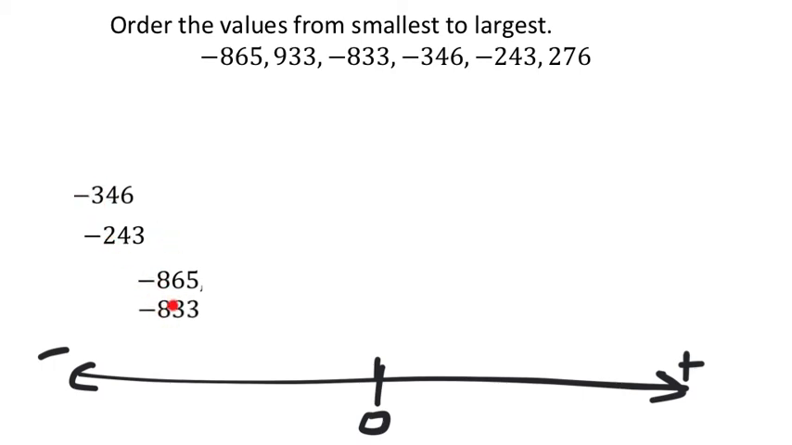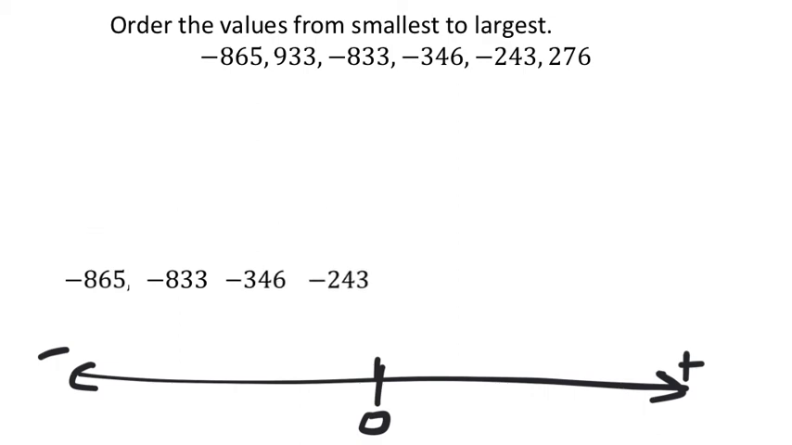Okay, so they match in the hundreds. So let's go to the tens place value. Okay, again, the bigger number is the smallest because we're dealing with negatives. 6 is bigger than 3, so -865 is farther to the left on the number line than -833. So these are the first 2 smallest numbers. And then we look at the other 2 negatives. Again, in the hundreds place value, 3 is bigger than 2, so it would be the next smallest, or next biggest rather. And then, of course, just by the process of elimination, now we have -243. So these are the first 4 numbers in order from least to greatest.